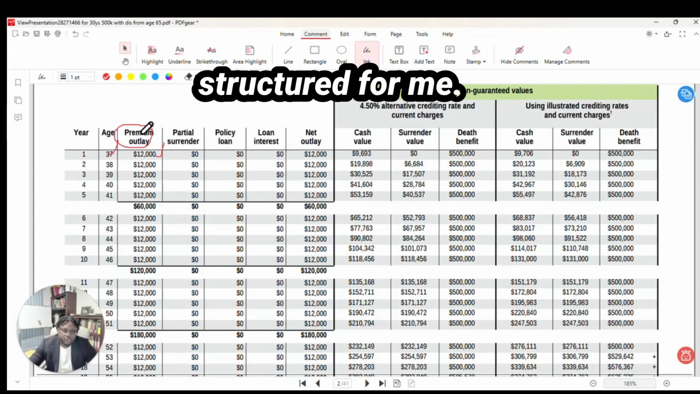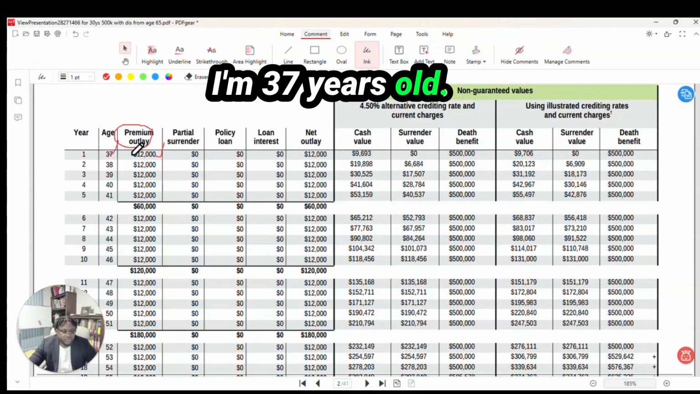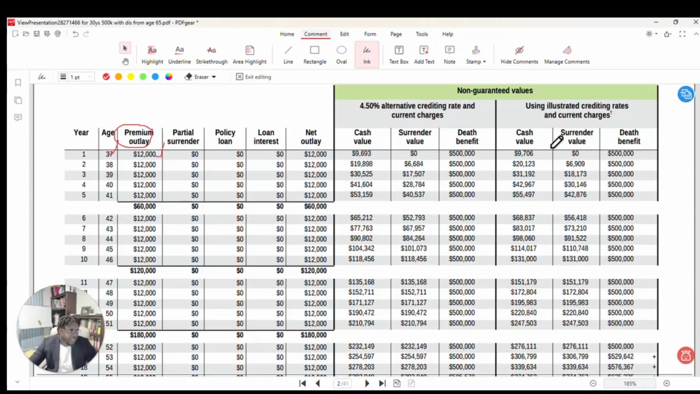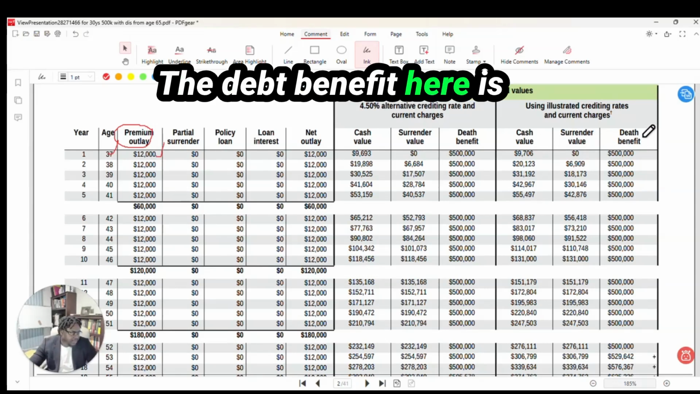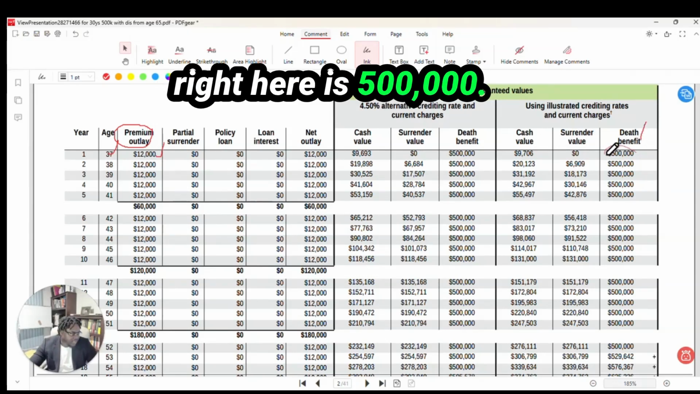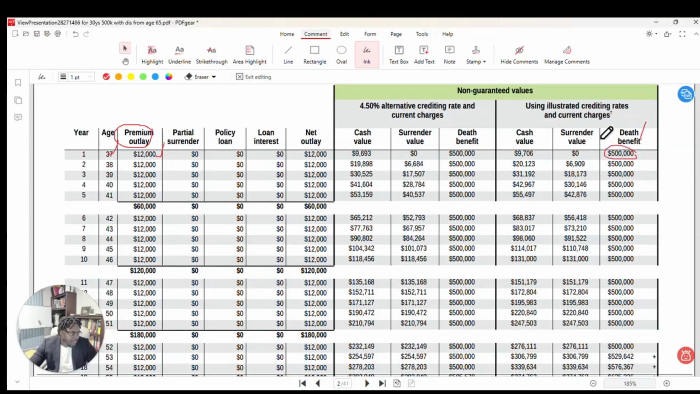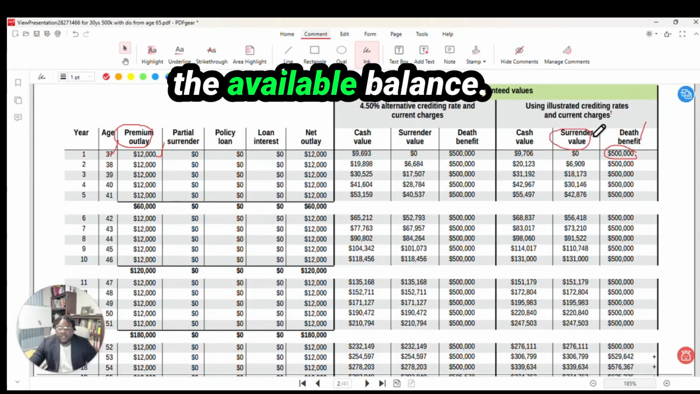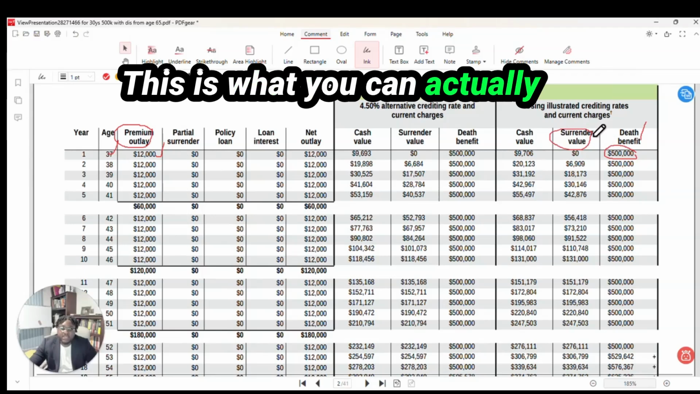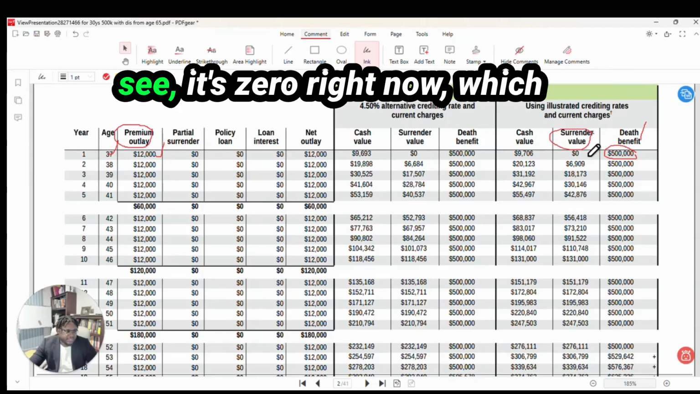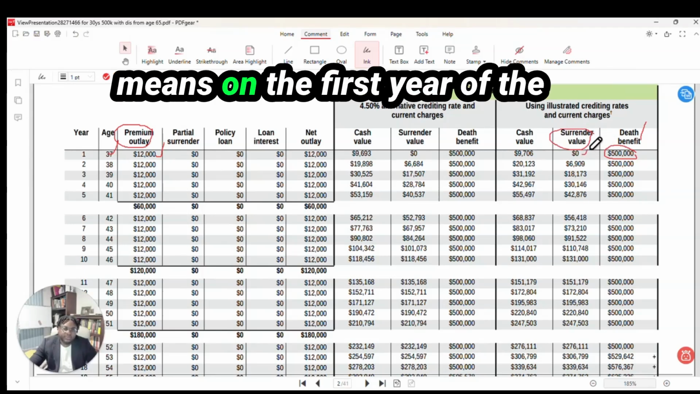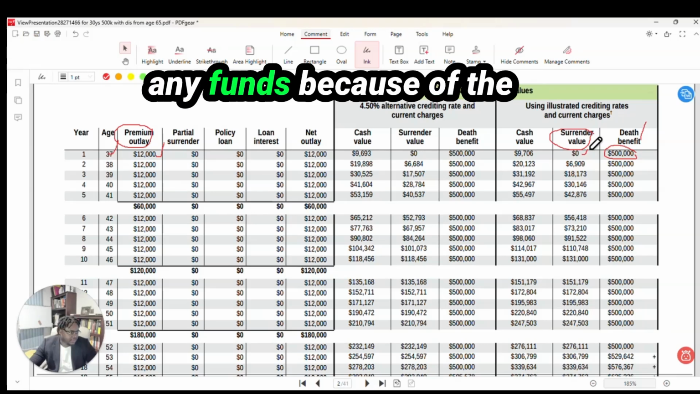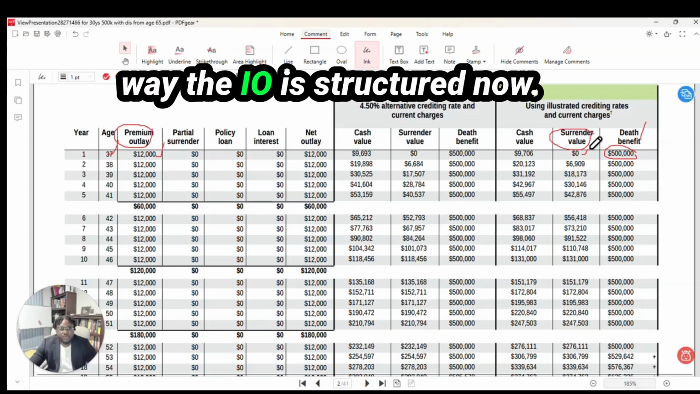Now, this policy was structured for me. I'm 37 years old, and I just use myself as an example. The death benefit here is right here. It's $500,000, just like I said before. The surrender value right here, this is what I call the available balance. This is what you can actually withdraw. And as you can see, it's zero right now, which means on the first year of the policy, you cannot withdraw any funds because of the way the IUL is structured.